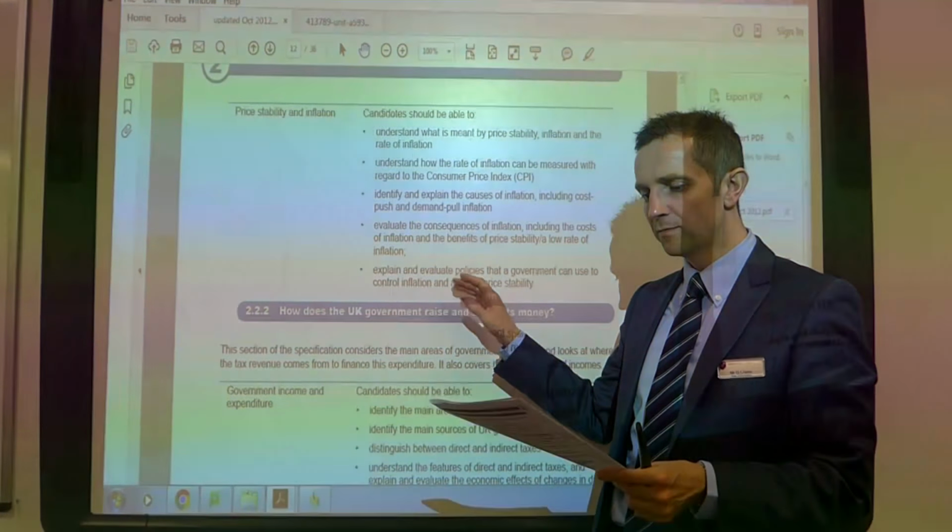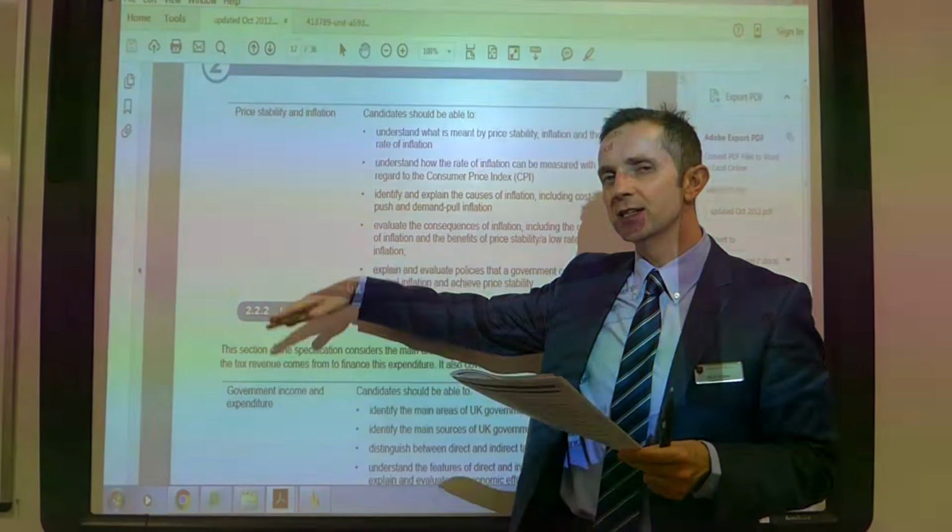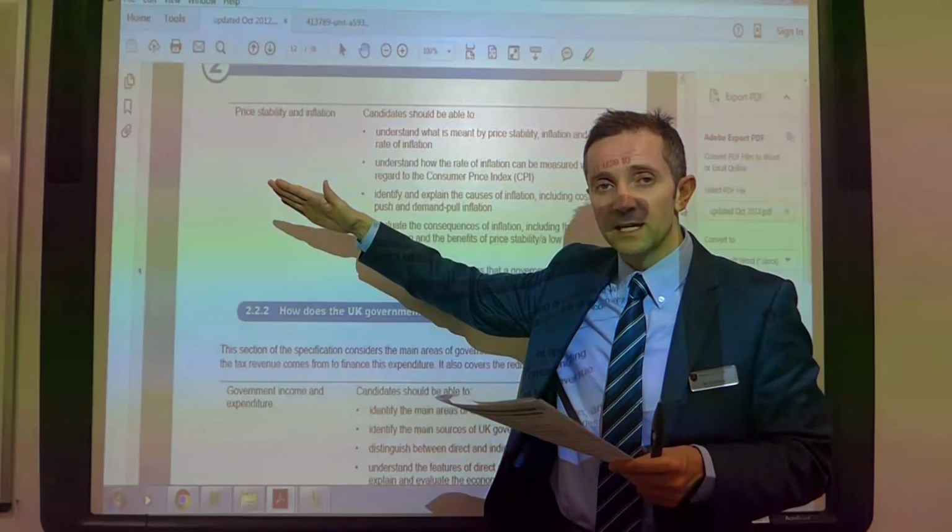And then another thing which was asked on this one was the paper presented the candidates with all of the key macro indicators. So 1 for inflation, 1 for growth, 1 for unemployment, 1 for trade. And then you're asked to comment on the so-called health of the economy. So that's something to bear in mind, that you might be given a whole group of the indicators and then be asked to comment.